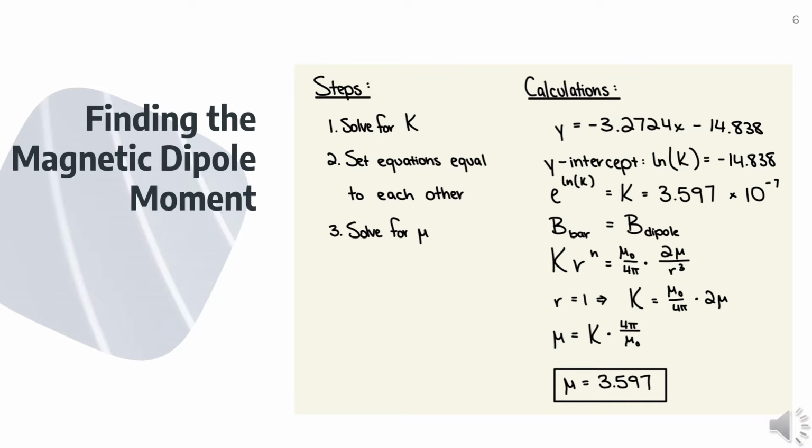Now, before getting into the code, I had to calculate mu, the magnetic dipole moment. In order to do this, I followed these steps. I solved for the k value using my graph. Next, I set the two equations for the magnetic field of a bar and a dipole equal to each other. Finally, I set the r value equal to 1 in order to solve for mu.